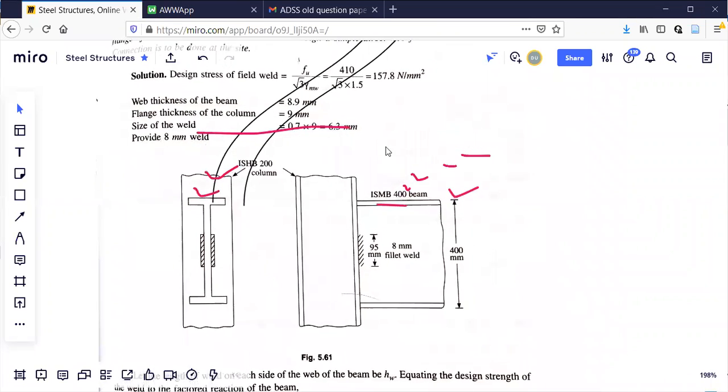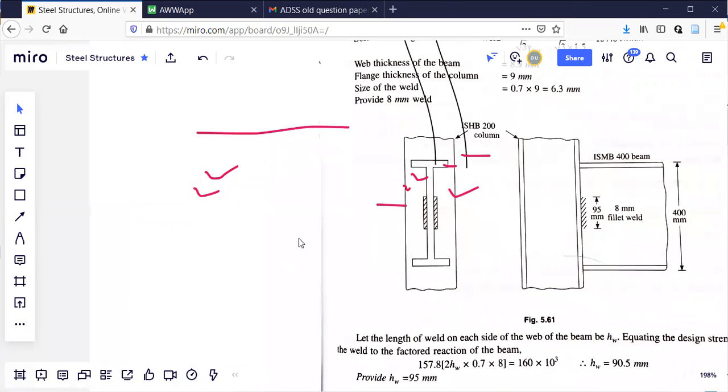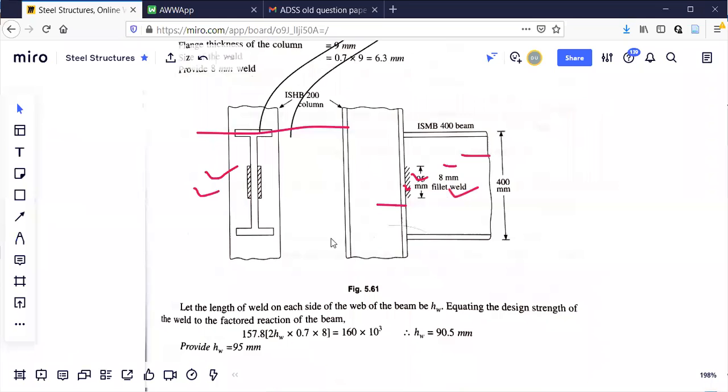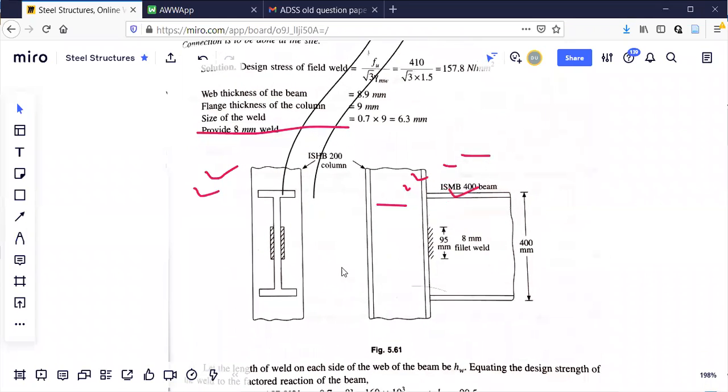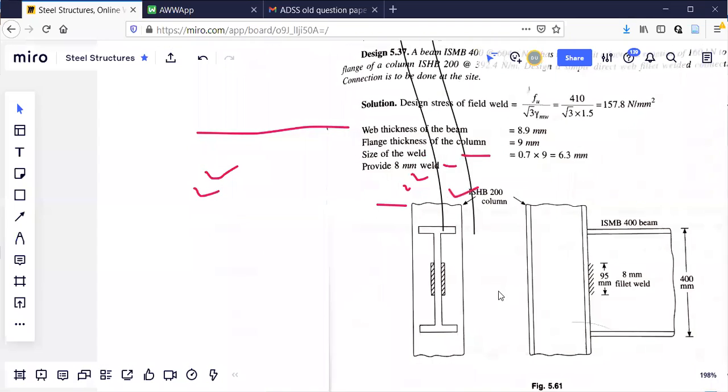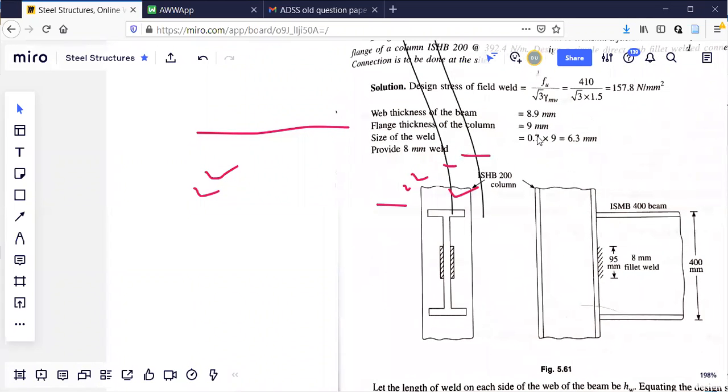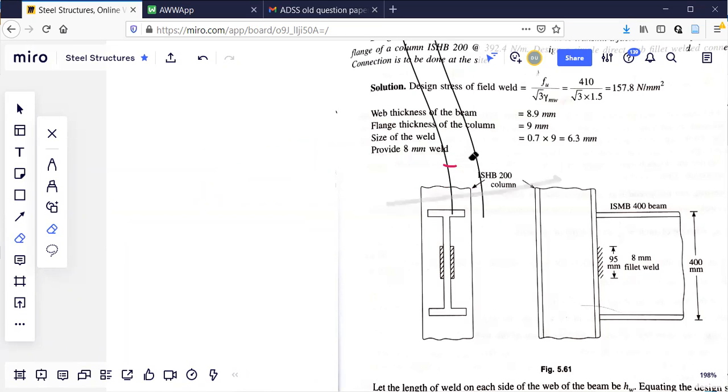Even though the design is not unique, it must fall in a particular range. That is why IS code stipulations are there. Now you can see here. In the textbook he has assumed 0.7 times the higher thickness, which is 9, giving 6.3. You could have very well chosen 6 mm and solved it, but an 8 mm weld is selected. 6.3, 7 mm is not available, so for 6.3 they went to the higher number, which was 8 mm. Even 6 mm you can try, you will get it. Only the length will be more.